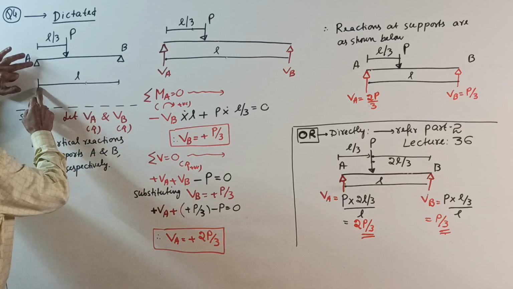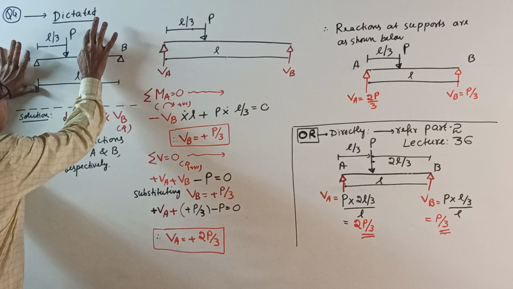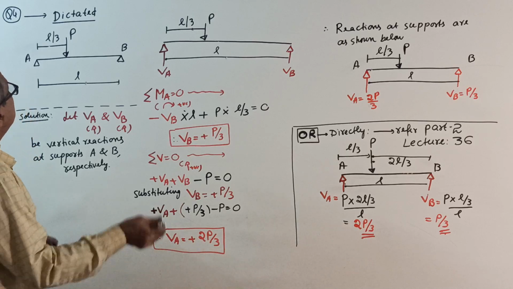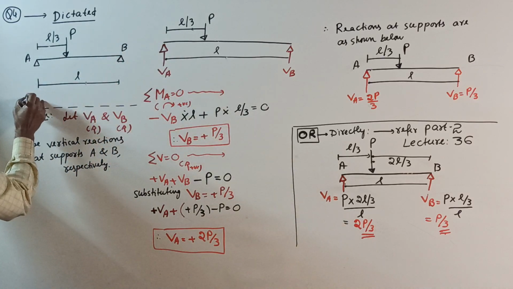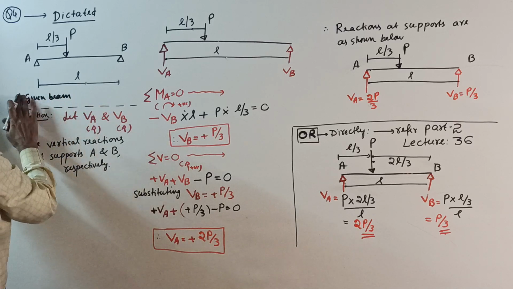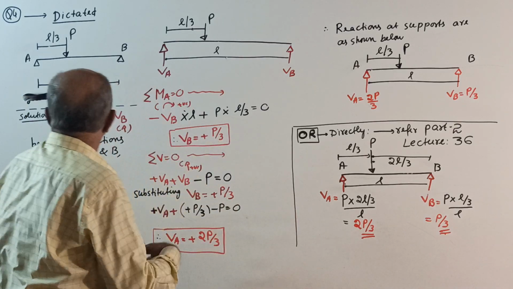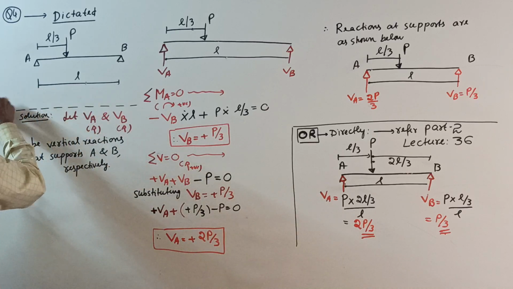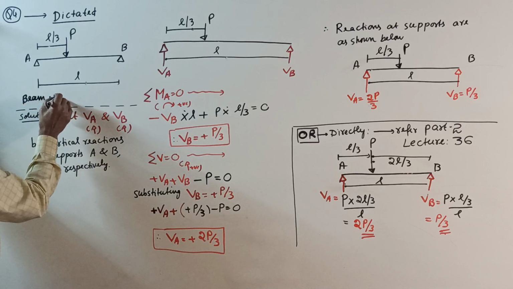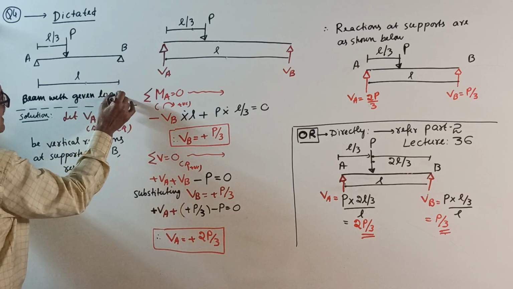First put the sketch. Span L, load P at L by 3. This is the given, you write here. This is the given beam with loading. See, if you want, you can write. Next time I won't write. Instead of given beam, much better word is beam with given loading. Okay. Given loading, just to understand.